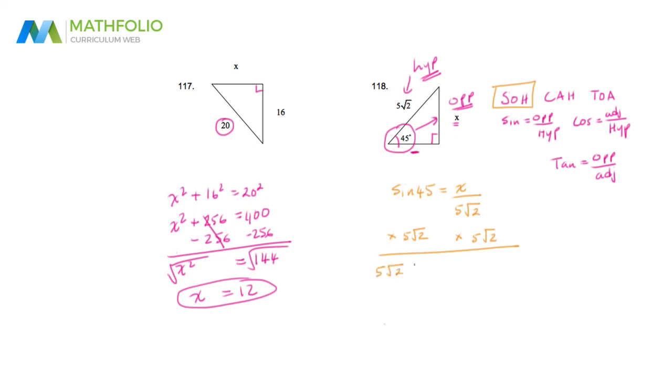So 5 radical 2 times sine 45 equals x. So now I would plug this into my calculator, make sure that my calculator is in degree mode and not radian mode, and when I plug all this stuff in, I get the answer of 5. So in finding x, my answer would be 5 here.